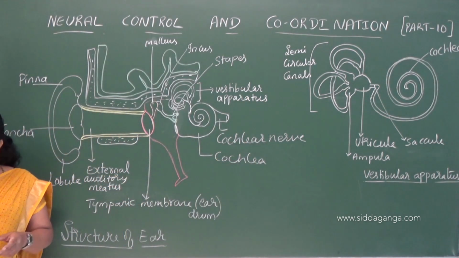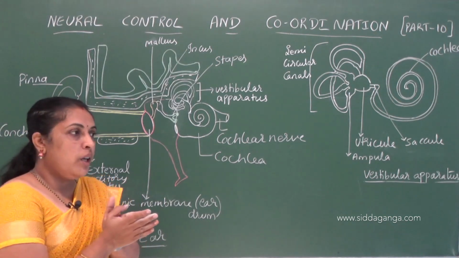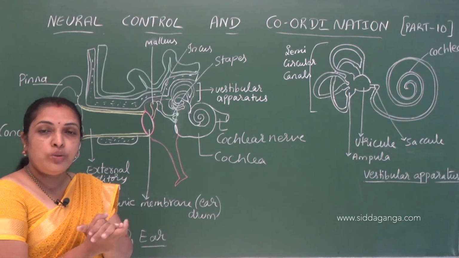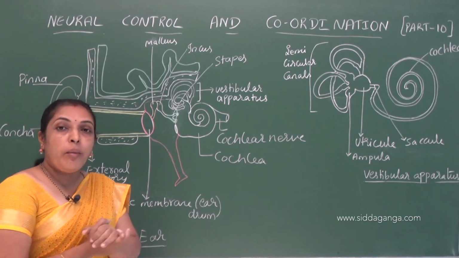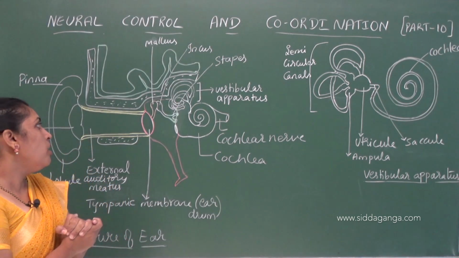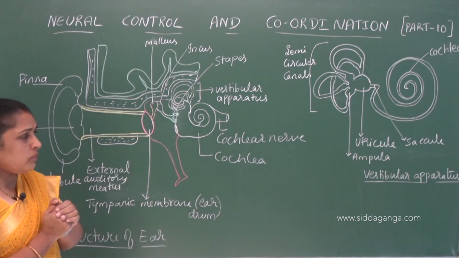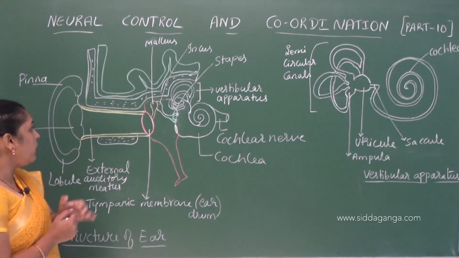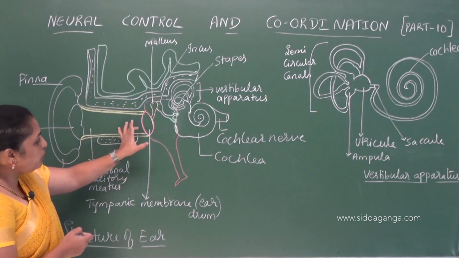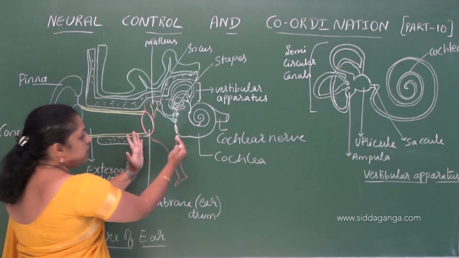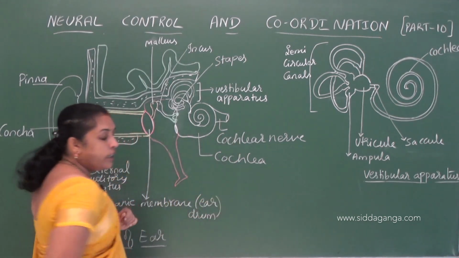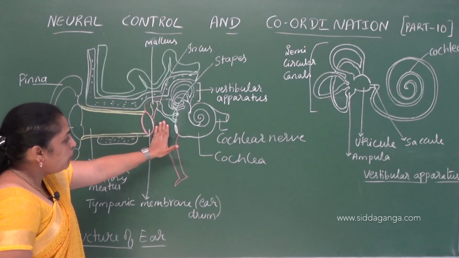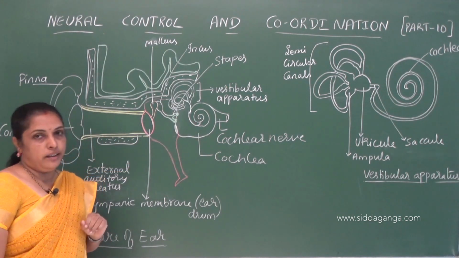So, the ear is an organ which helps us in hearing sounds, and also it helps to maintain the balance of our body and posture. Coming to the structure of the ear, it is divided into three parts: outer ear, middle ear and inner ear. Up to the tympanic membrane it is outer ear, then this part is middle ear and inner ear.